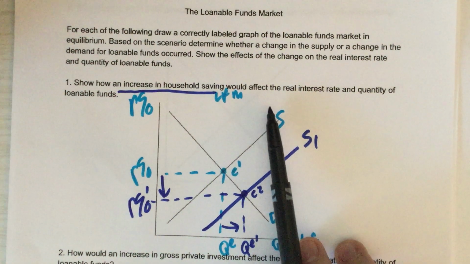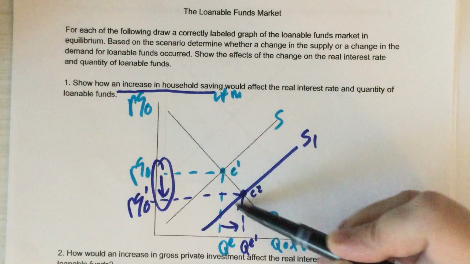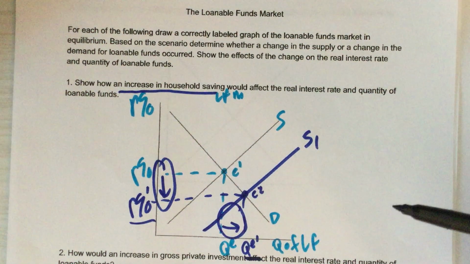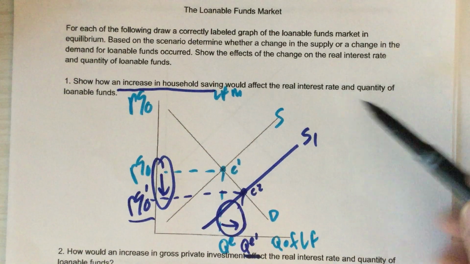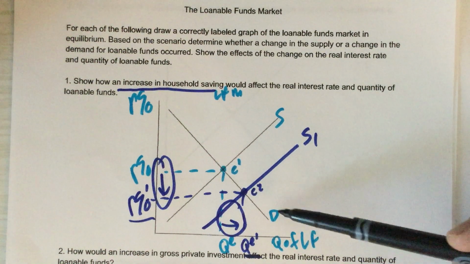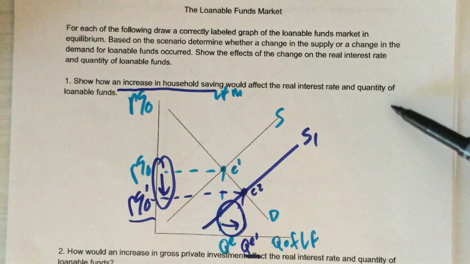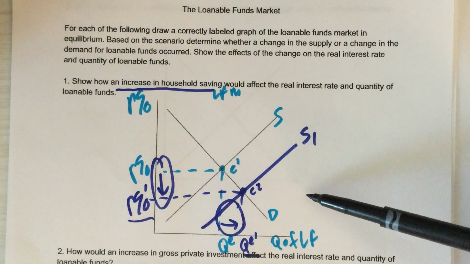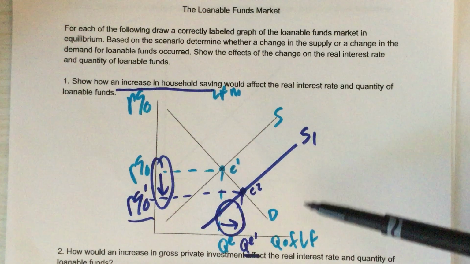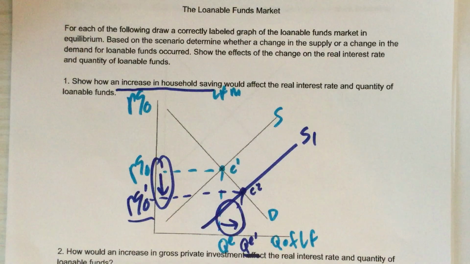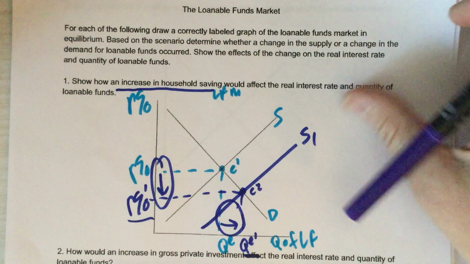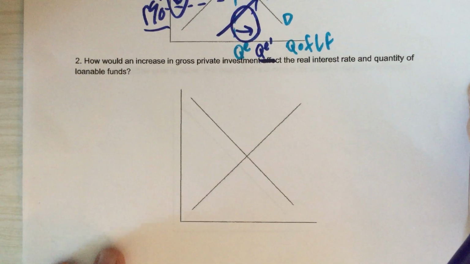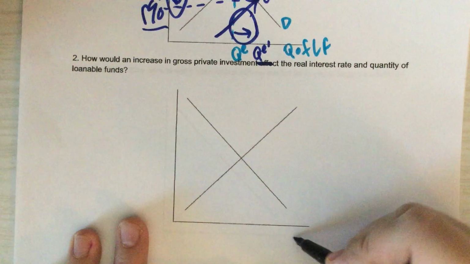So all you have to do is show this and this, your new real interest rate and your new quantity equilibrium, which is enough to show me what happens to the real interest rate and quantity for the prompt. So you'll probably have to, with the FRQ, either draw out your graphs and changes and then upload them like you have been, okay? All right, this second one says to show how an increase in gross private investment affects the real interest rate and the quantity of loanable funds.